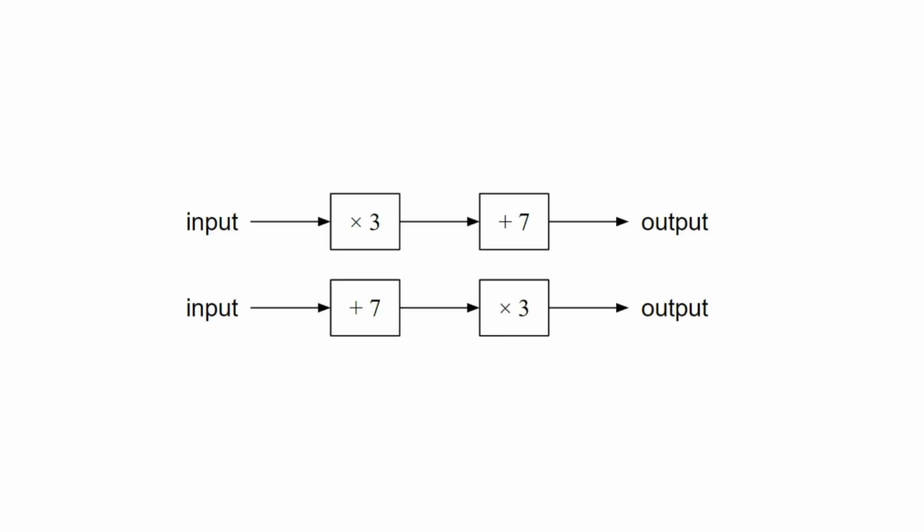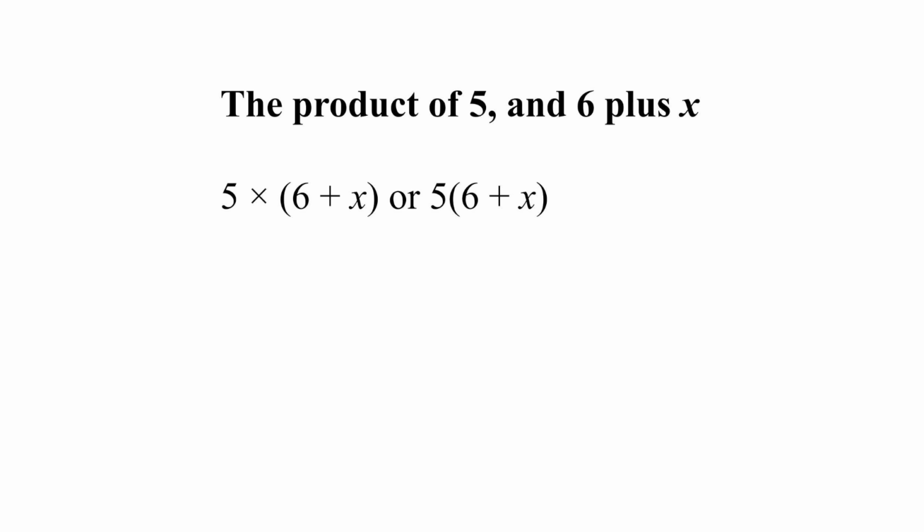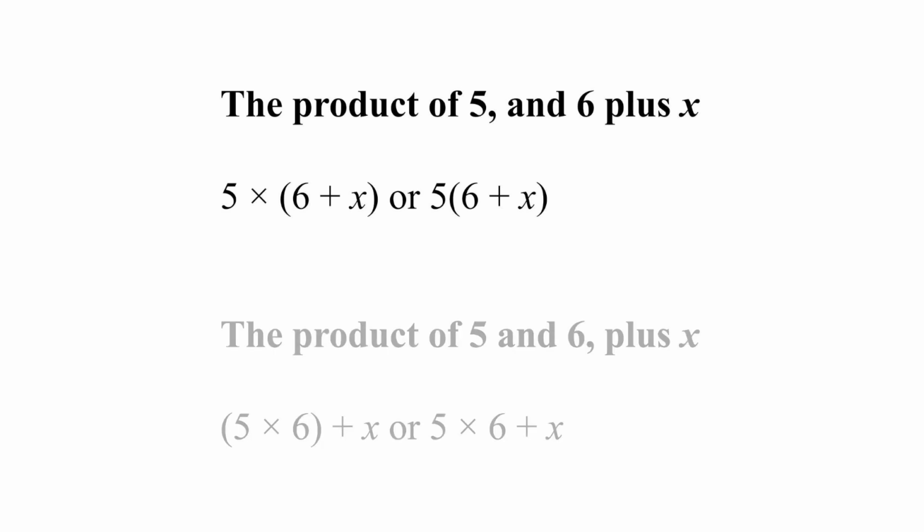Use examples where the order of operations is changed so that students can compare and contrast the different expressions. Connect this back to writing expressions from word descriptions so that students can identify how subtle changes in the language impact the order of operations. Consider the following pair. Example 1. The product of 5 and 6 plus x. Example 2. The product of 5 and 6 plus x.